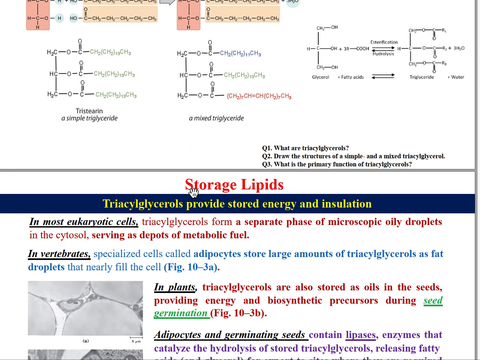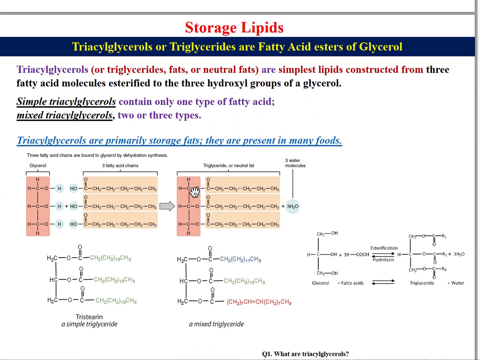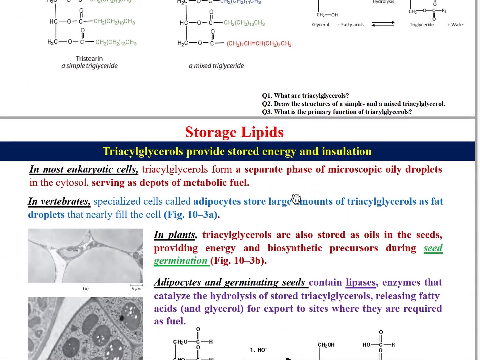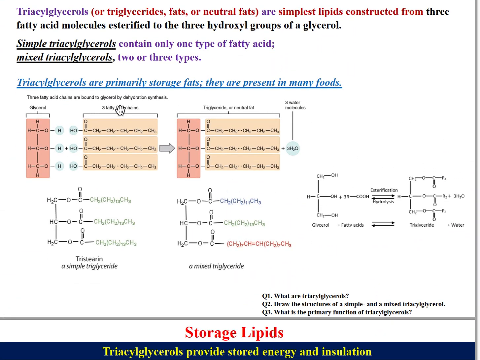reactions. Here 3 molecules of water will be removed. You can see this is the free fatty acid group, the carboxylic group of the fatty acid; the hydroxyl group will react with the hydrogen of the 3 hydroxyl groups of a glycerol, and will release 3 molecules of water, making a covalent bond here.